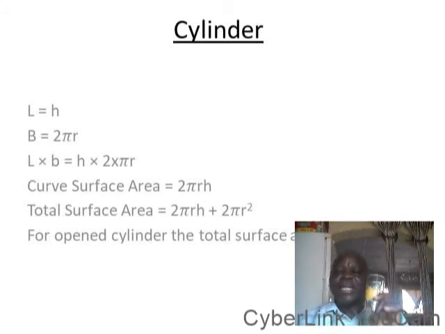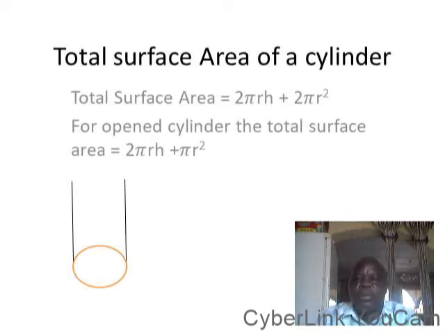Therefore, an open cylinder has only one circle. Therefore, to find the total surface area of an open cylinder, you have 2 pi rh, which is the curved surface, plus pi r squared. Just pi r squared, no 2 again, because it has only one circle. Now let's move on to the next slide. This is an open cylinder. You see it, 2 pi rh plus pi r squared.